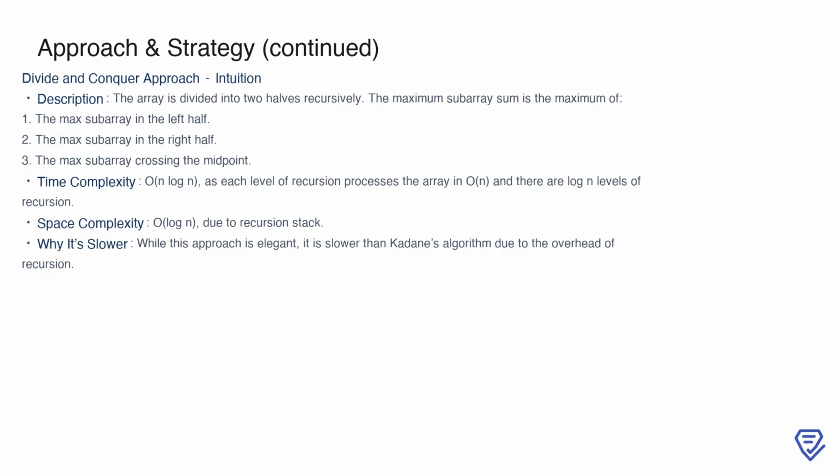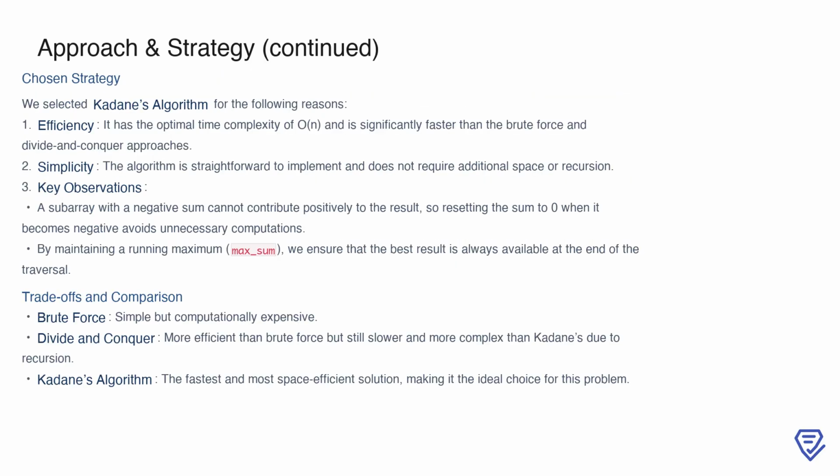However, the space complexity is O(log n) due to the recursion stack. While this method is elegant and more efficient than brute force, it is slower than Kadane's algorithm due to the overhead introduced by recursion. This makes it less favorable when compared to the greedy approach, especially for large arrays where performance is critical. Ultimately, Kadane's algorithm is the optimal solution for the maximum subarray problem.